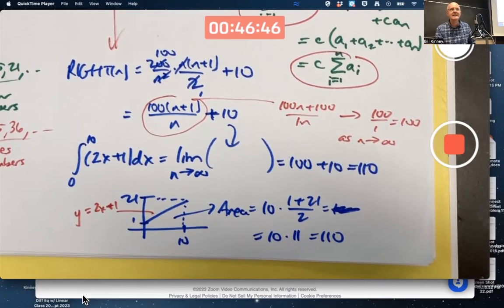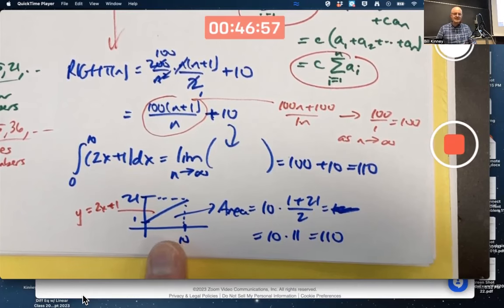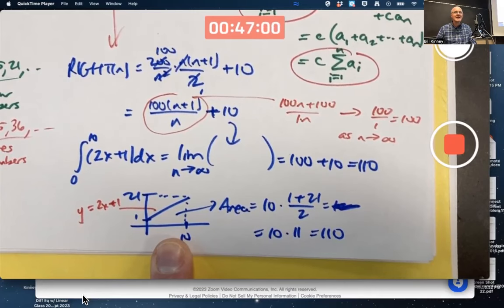Oh, why didn't we just do that? Well, we wanted to see that the limit gives us the right answer. That's why. And once we go to t squared or x squared, we can't do this anymore because it's not a simple geometric object anymore. We have to do the limit.